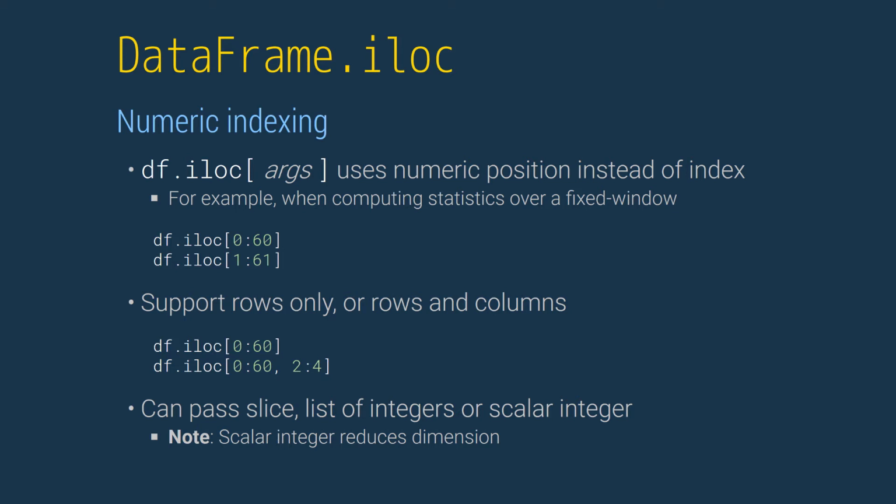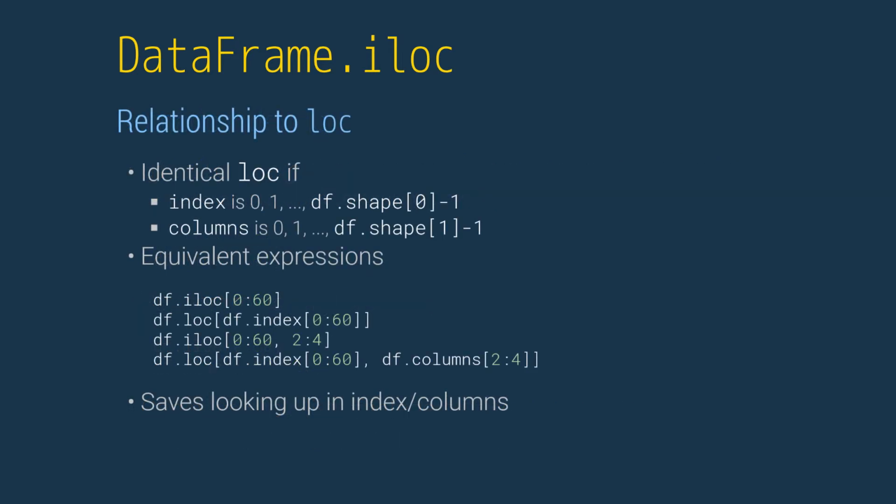iloc accepts scalar integers, lists of integers, or slices. Like NumPy, selecting with scalars results in dimension reduction. When using a scalar integer, a data frame can return either a series or a scalar, and a series will always return a scalar. iloc and loc are closely related, and using iloc is equivalent to using loc with labels from the index or columns. If a data frame has both an integer index and integer column labels, then iloc and loc behave the same way.